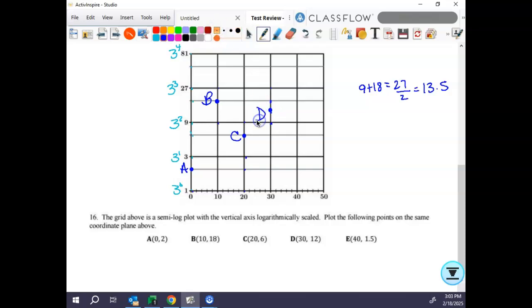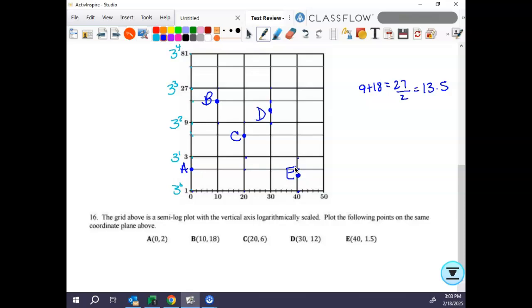Let me see. E is 40 and 1.5. So 40, and this is 1, 2, 3. 1.5 is halfway between 1 and 2, which means it would not be halfway on this graph. It would be more than halfway, something like that, because of the way it's stretched up there.